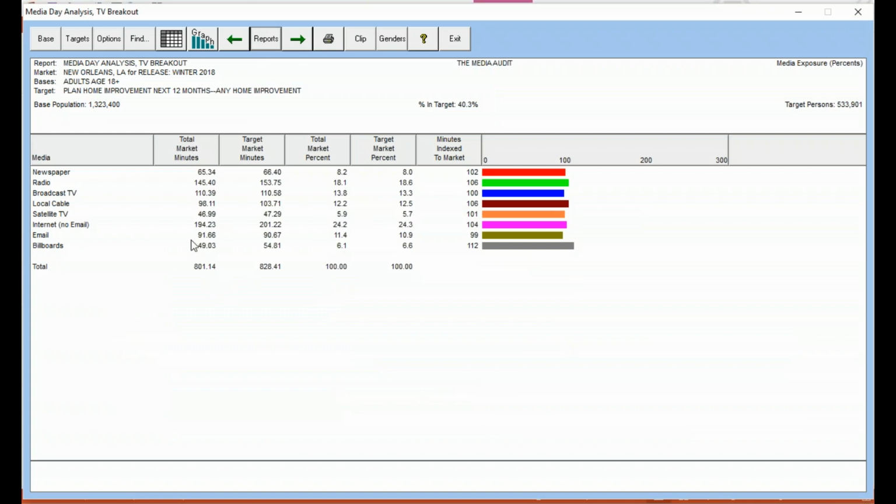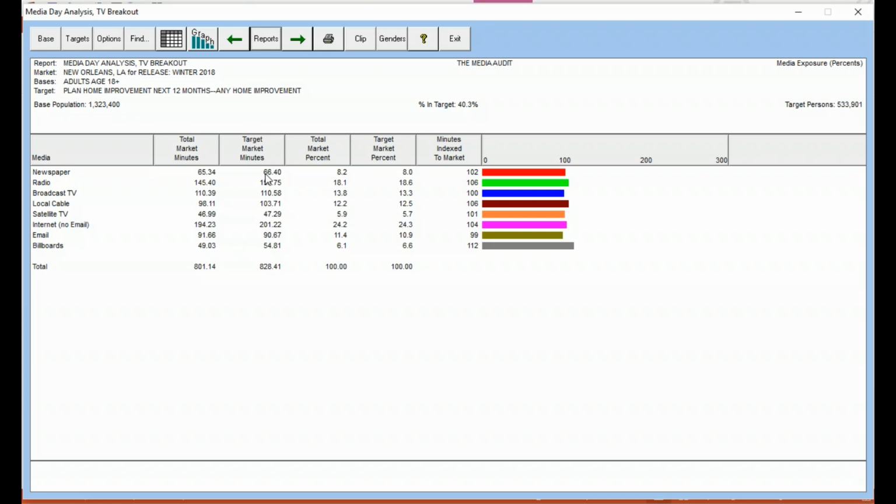So this is the daily minutes for all the adults. Whenever it says total market and my base is set to adults 18 plus, it's all the adults. Now, had I set the base to something different, a metro area, it would be the metro area adults. And then of course a base layers through to the target. So even though the target is anyone envisioning a home improvement, if this is metro area adults, then it's metro level adults considering home improvements, okay?